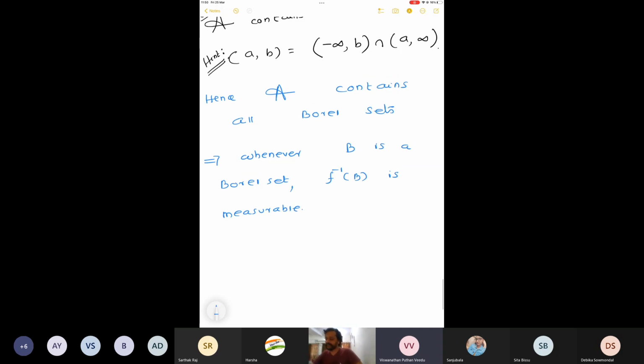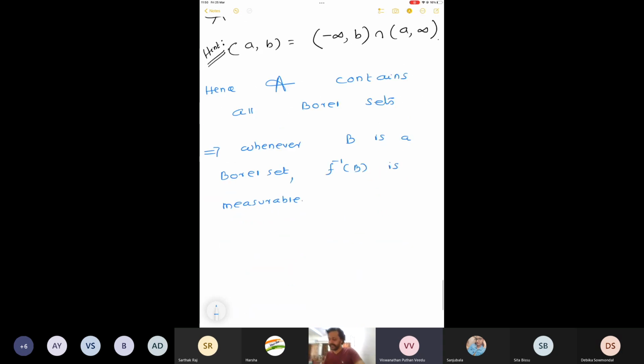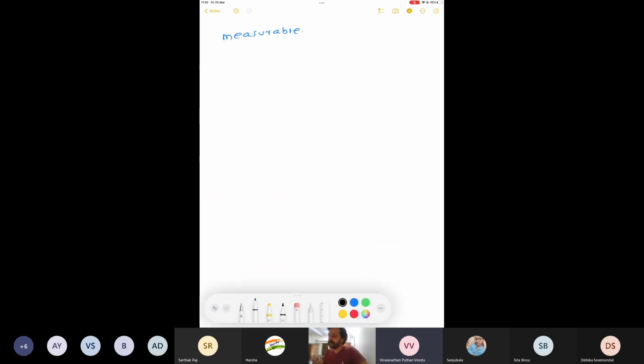The gap is here. Why do I claim that A contains all intervals? Fill that gap. The next question, I promised in the class, but I could not get time to do that. So that's why I have included it here.